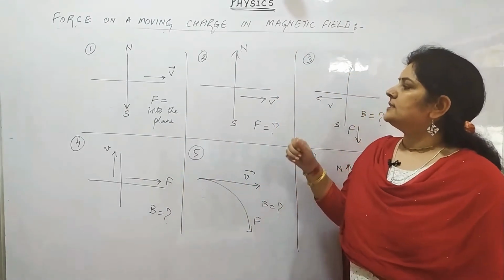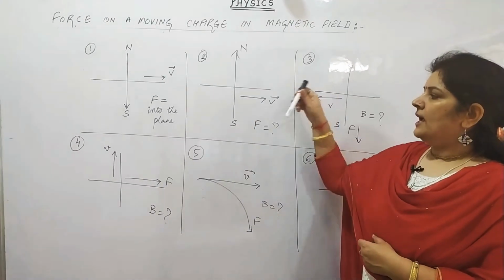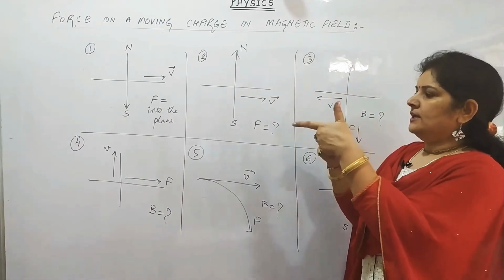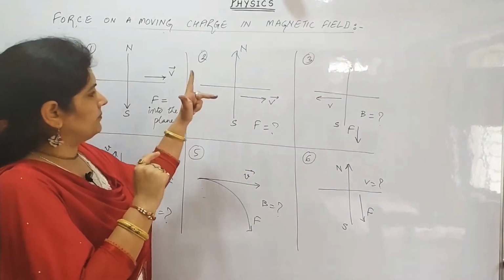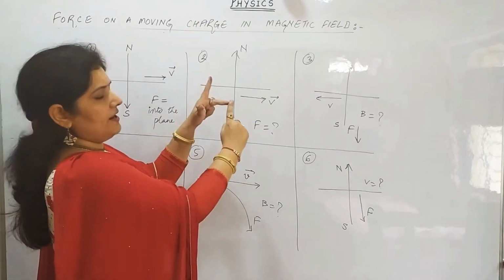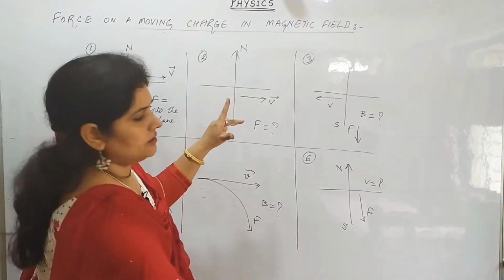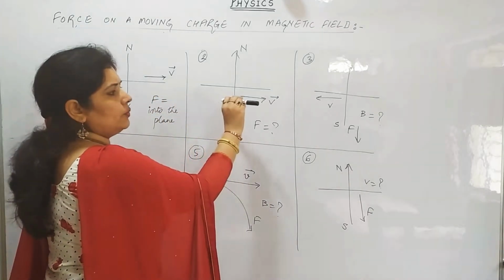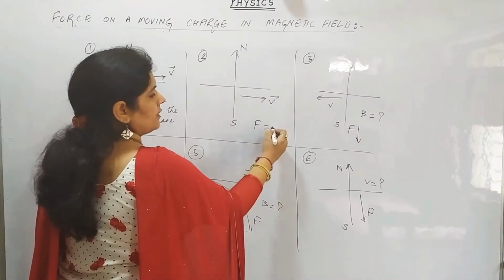The second question says the charge is moving to the right hand side and the direction of magnetic field is upward, as shown by the arrow. Again we apply the rule. The magnetic field is upward, and where is the charge moving? The right side. The force experienced will be towards the reader. So what will be the force? Towards the reader. If the charge moves like this, it will turn towards the reader because of the force. So the force is outwards.